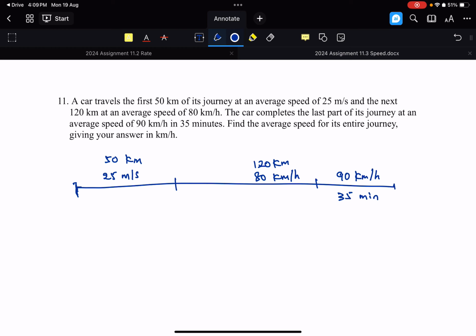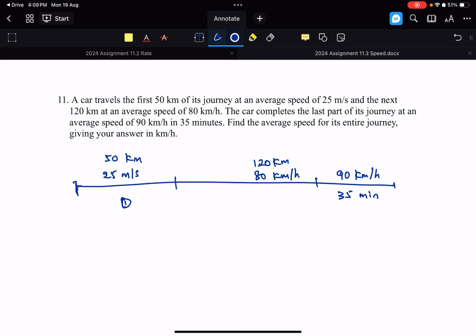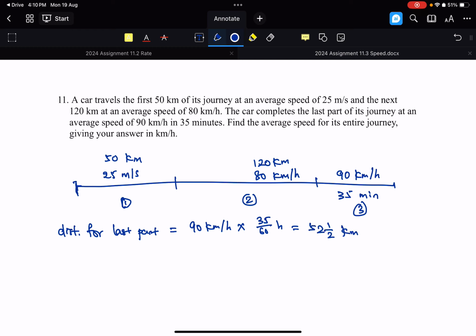So yeah, so from here we can see, right? So same thing, what we need is the total distance and the total time, right? So this is the first part of the journey, second part of the journey, third part of the journey. Okay, so with this information, we can go ahead and try to find the information we need. Let's settle the distance, right? So distance for last part is going to be 90 kilometers per hour times, now 35 minutes is 35 over 60 hours, right? So we work this one out, that will be 52.5 kilometers. Just use a calculator, right? So we can even record it down, right? So this is 52.5 kilometers.